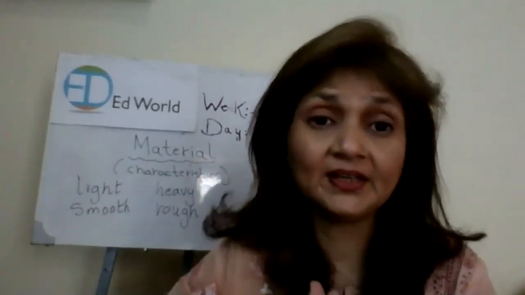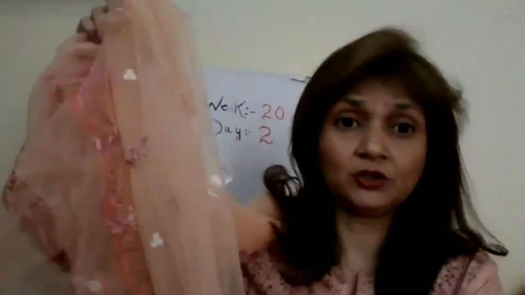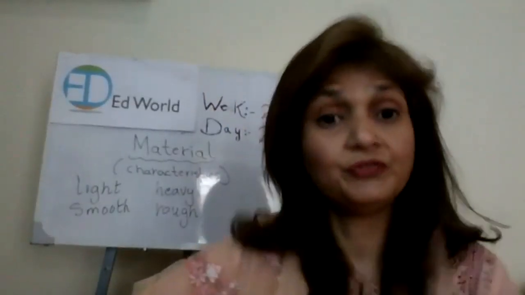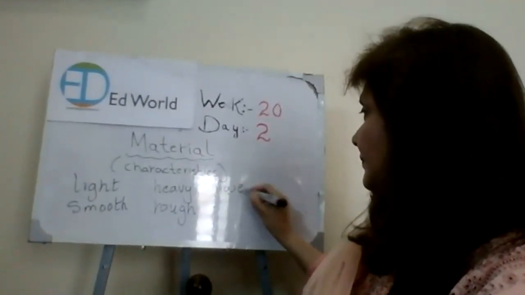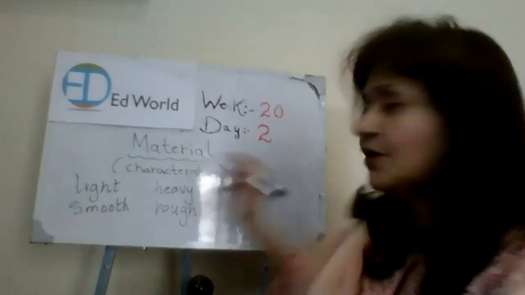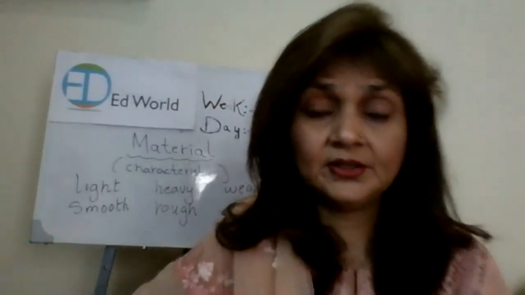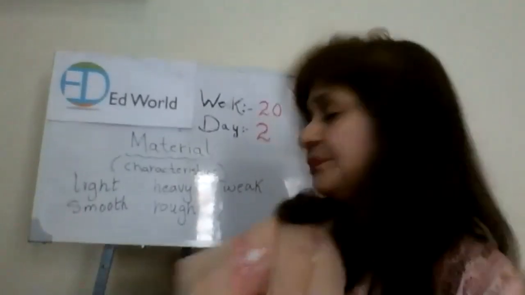It's not heavy, right? Same goes for this material, this cloth of mine. It's also very light, or you can say very weak, right? So weak is another property. Weak is another property of this material. So, and what else? Have I missed out any?